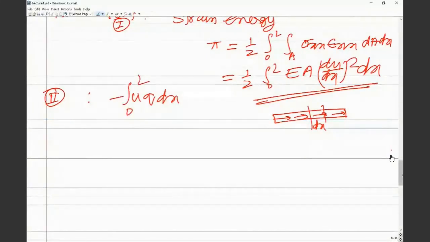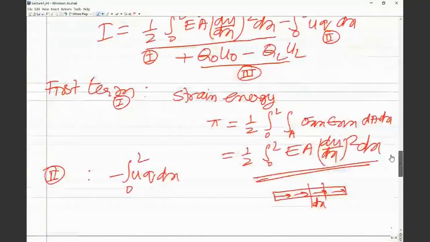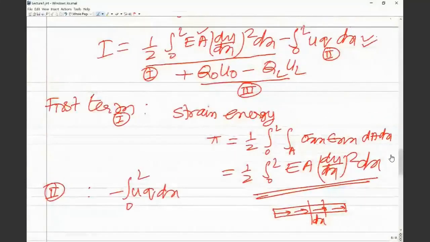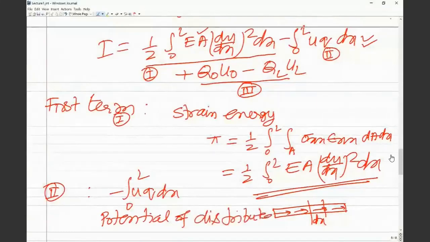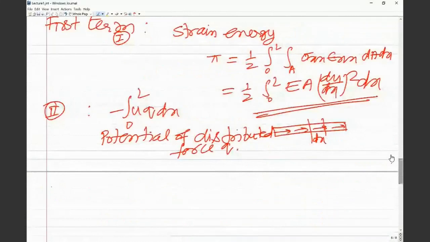So the second term is nothing but the potential of the distributed force Q. And similarly, let us look at the third term in the integral functional that I have shown you.